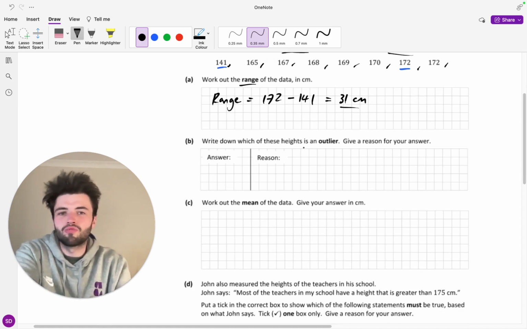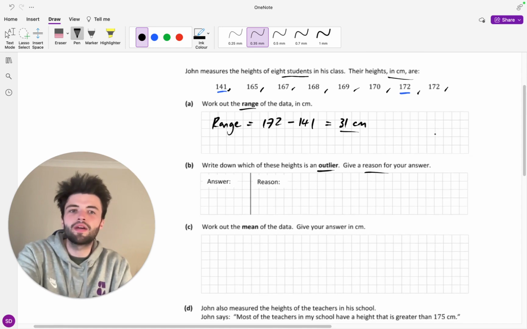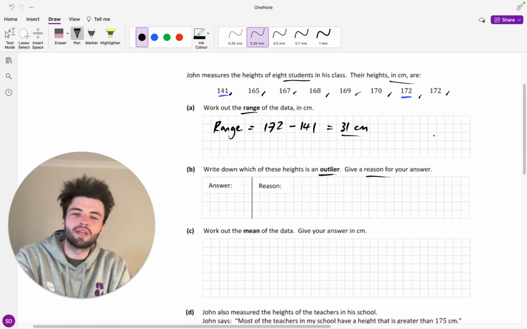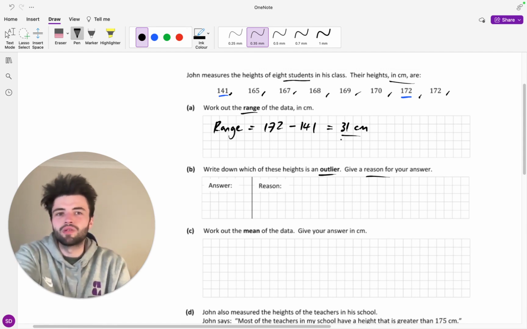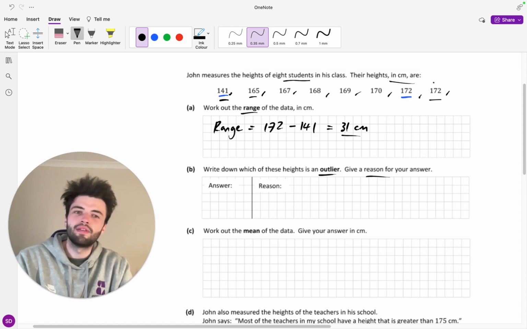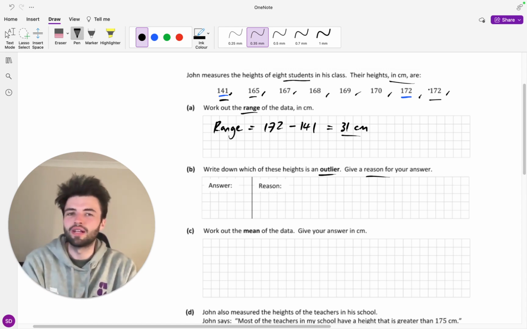Part B asks us to write down which one of these heights is an outlier, and to give a reason for our answer. An outlier is basically a data point or number in the set that doesn't fit the pattern. If we look at our numbers here, we've got 141, which seems quite small, and then the rest of them are all between 165 and 172. So in real terms, there's a student in this class who is way shorter than everyone else in the class.